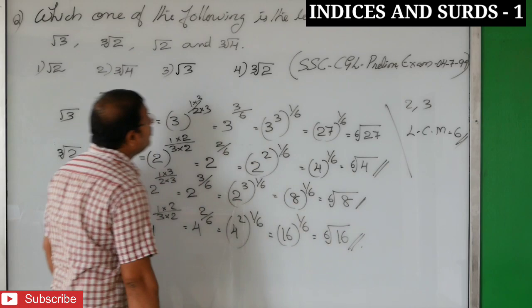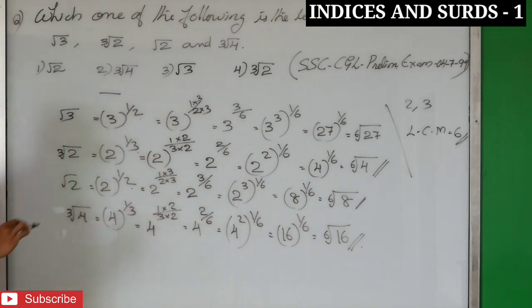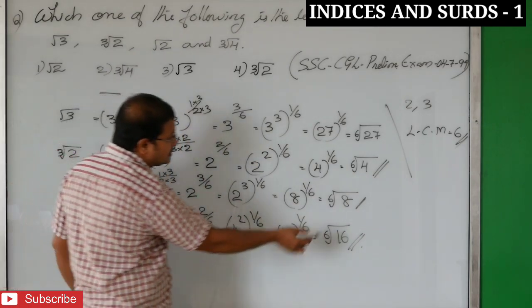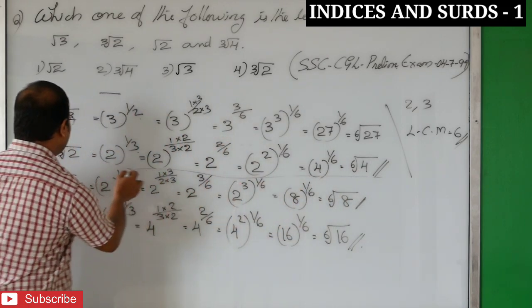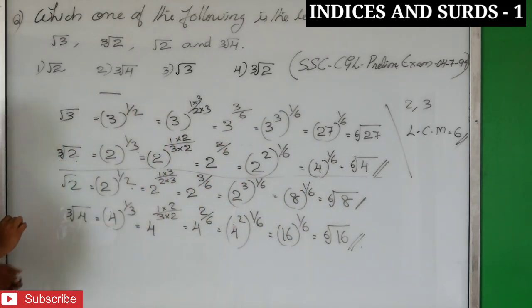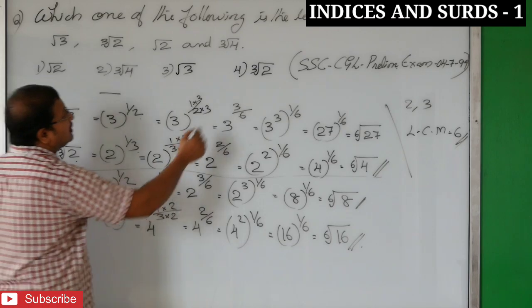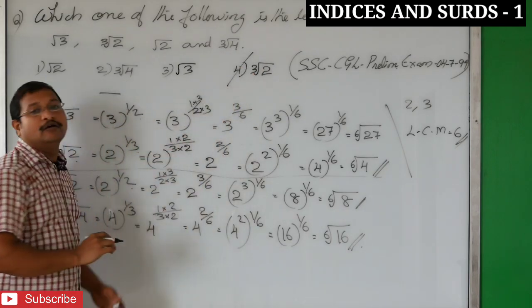Now what do we want? We want to find out which is the least number. Which will be the least number? Yes, what is that? Cube root of 2. That means the cube root of 2 means the fourth option is the right answer.